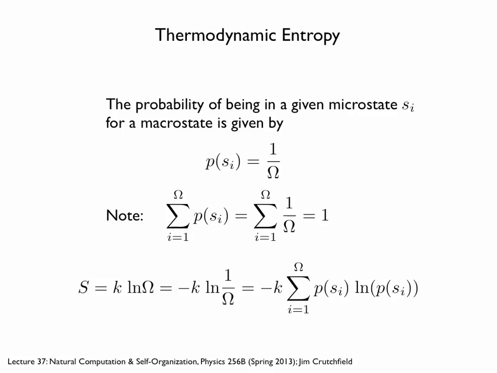Note that we can reformulate this definition of entropy by considering the probability that you're in a microstate, s sub i. Given that we assume they're all equally likely, the probability of being in the microstate s_i is just 1 over the number of microstates. And then, if we sum this probability over all microstates, which is just multiplying omega by 1 over omega, you get 1. So then, we'll do the full thing. We have k log omega. This is just the same as minus k log 1 over omega.